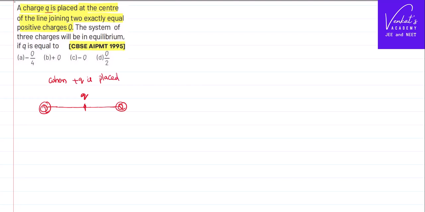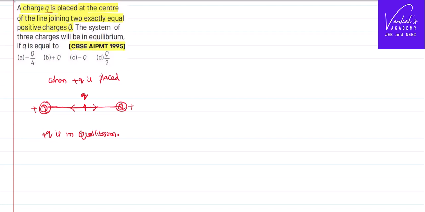On that plus q, this capital Q applies a repulsion because this is also positive. This capital Q also applies a repulsion, this is also positive. So, plus q is in equilibrium. It has no problem, it is definitely in equilibrium. But in our problem, all charges of the system have to be in equilibrium.